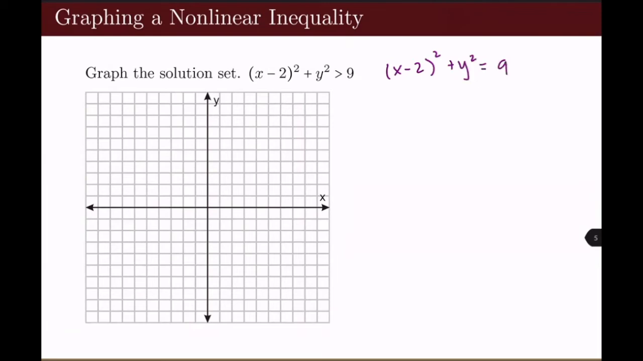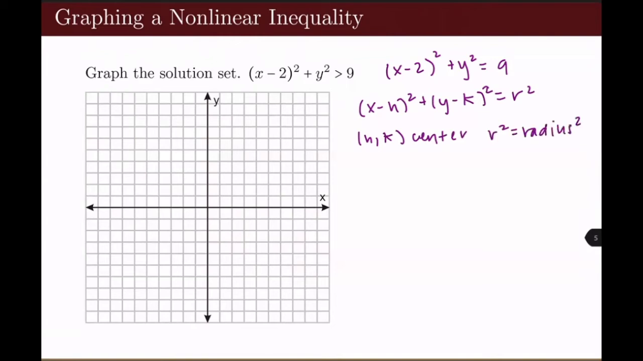The equation of a circle is going to be (x - h)^2 + (y - k)^2 = r^2, where (h, k) is the center of the circle and r^2 is the radius squared. So that means the center of my circle is going to be at (2, 0), and the radius is going to be 3 because the square root of 9 is 3. Since r^2 equals 9, the radius is 3, right? Radius is always positive because it's the distance away from the center.